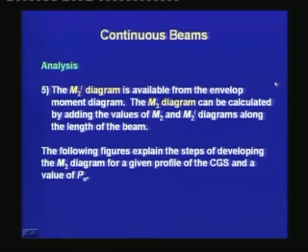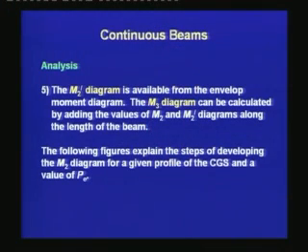The fifth step is the M2 prime diagram is available from the envelope moment diagram. Then the M3 diagram can be calculated by adding the values of M2 and M2 prime diagrams along the length of the beam. We had earlier seen how to calculate the envelope moment diagrams. Once we add the ordinates of the envelope moment diagram to the ordinates of the M2 diagram, then we get the final resultant moment due to the prestressing force and the external loads, and that is called the M3 diagram.